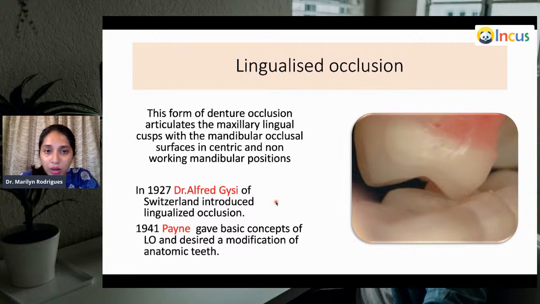So in 1941, Dr. Payne came and put forward very basic concepts, or he put it in a very easy manner into points, and showed how you achieve lingualized occlusion. He also gave the method of how to modify your anatomic teeth, introducing modified anatomic teeth to give lingualized occlusion. So he put forward the concepts in a more practical manner, people then started understanding lingualized occlusion and started using it. So basically Payne gave the basic concepts, but it was first introduced by Dr. Alfred Gysi. Okay.